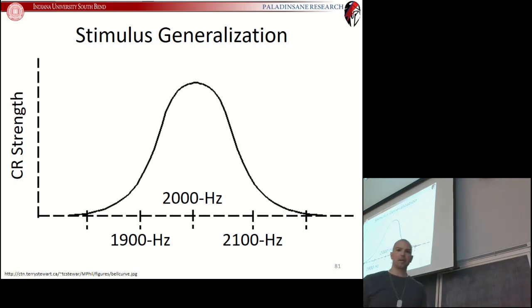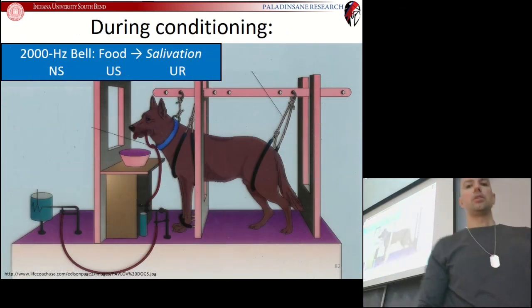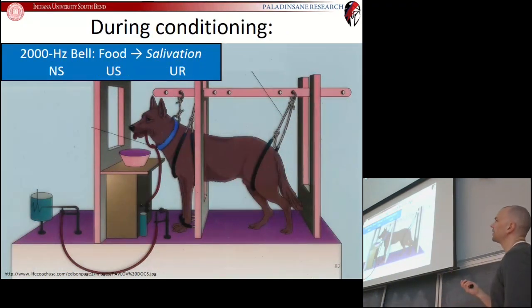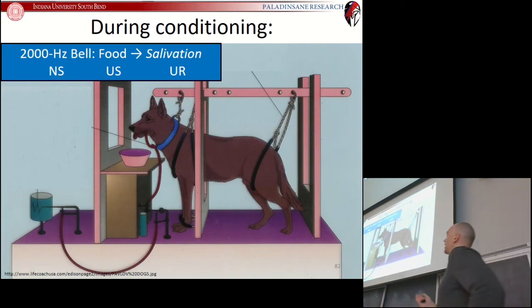So let's say that we trained our dog to salivate to that 2,000 hertz tone. All right, so let's say that we're starting off with a fresh dog, and this is before conditioning. So there's a 2,000 hertz tone, it's a neutral stimulus, 2,000 hertz bell. You pair that with food, the unconditioned stimulus, it causes salivation, the unconditioned response. That's part of his training.